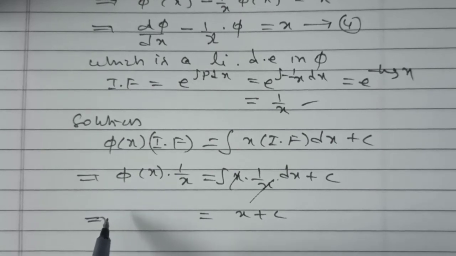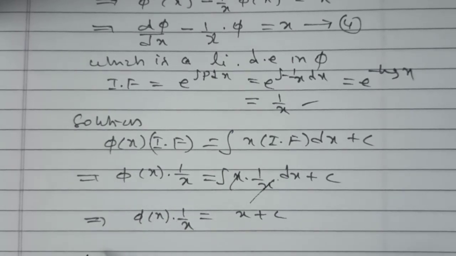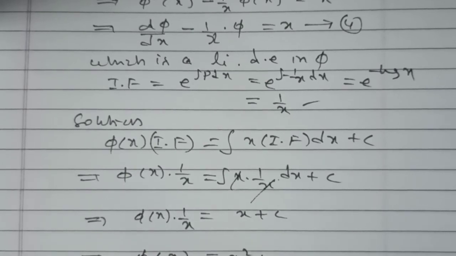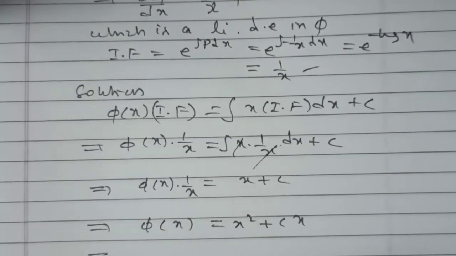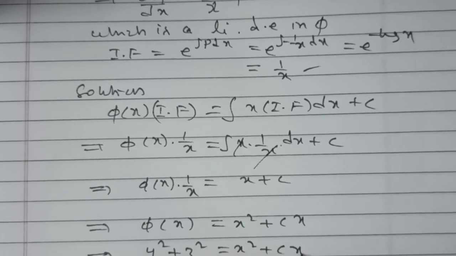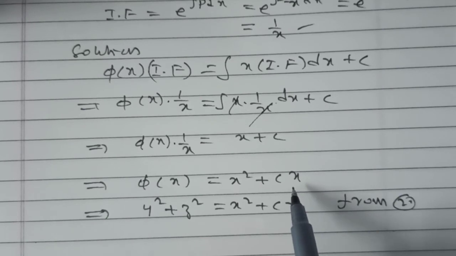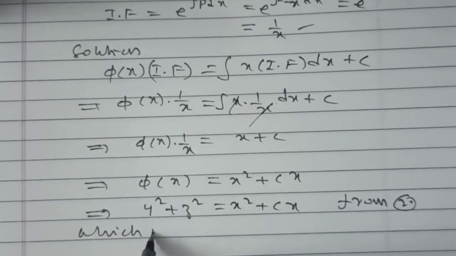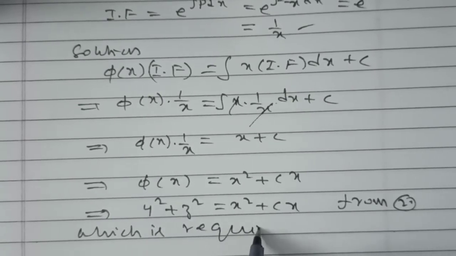This implies phi of x into 1 by x is equal to this. So phi of x is equal to x square plus cx. So from equation 2, y square plus z square is equal to x square plus cx, which is the required solution of 1.